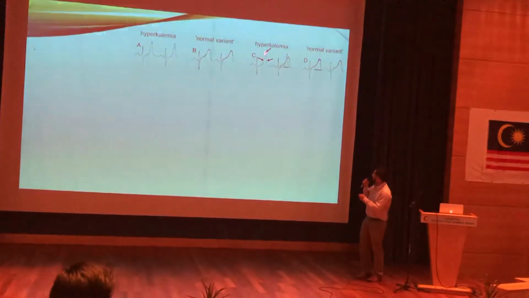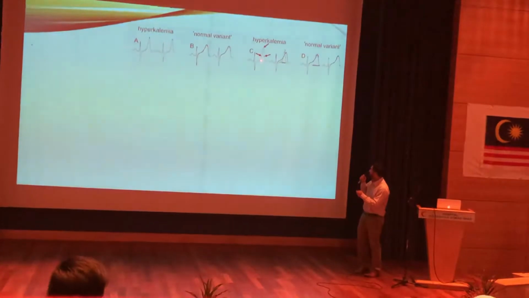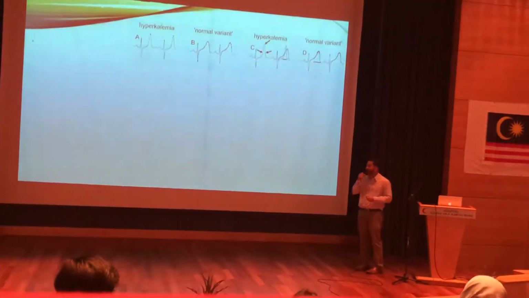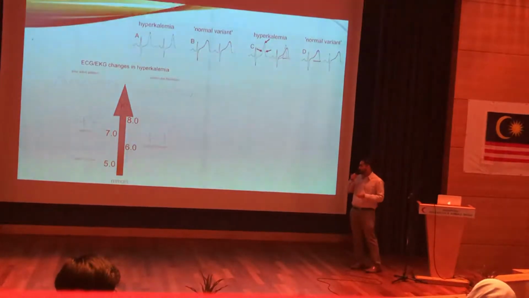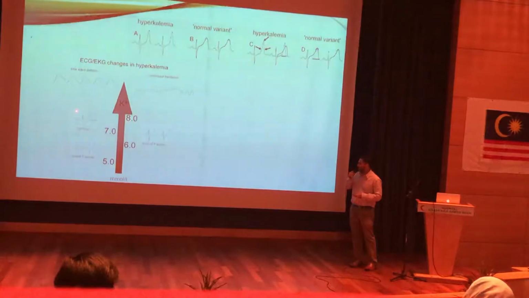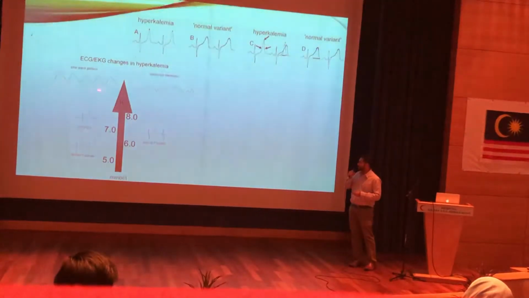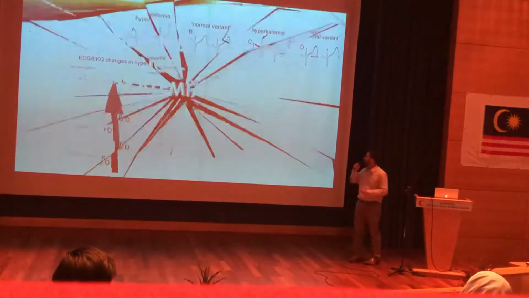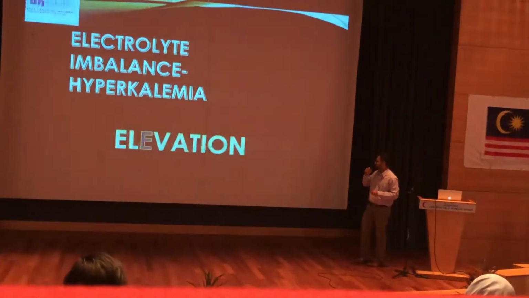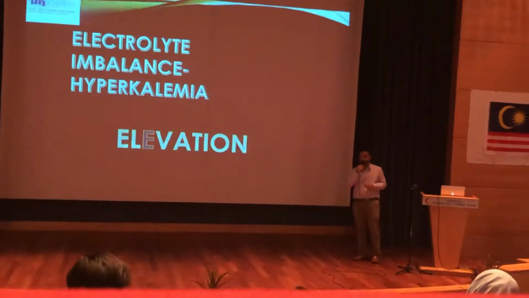So if you get this tall tented T wave, which is symmetrical with a narrow base, this is hyperkalemia until proven otherwise. But they can also come with a lot of other things. Tall tented T wave, loss of P waves, wide QRS, sine wave, and the patient collapses. So the E is electrolyte imbalance, and mainly hyperkalemia.